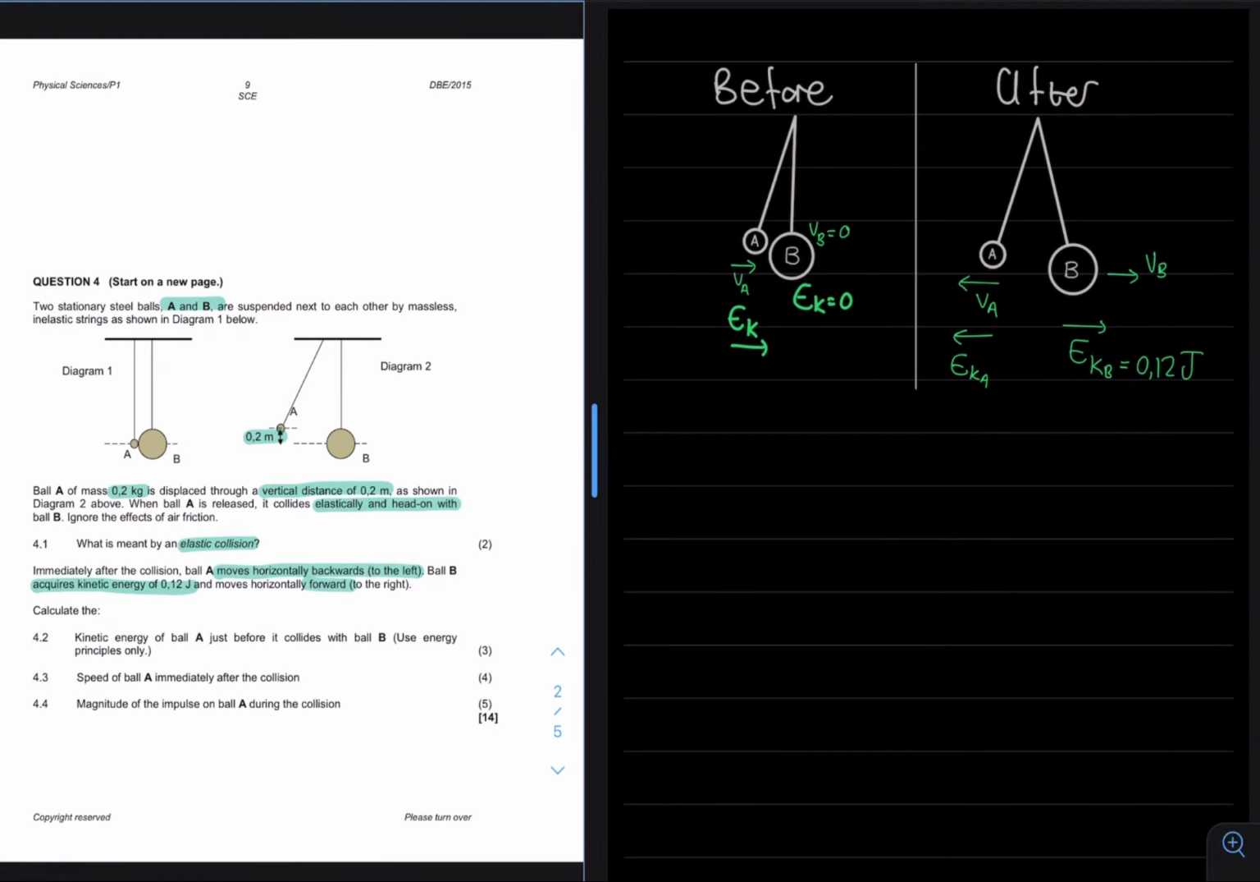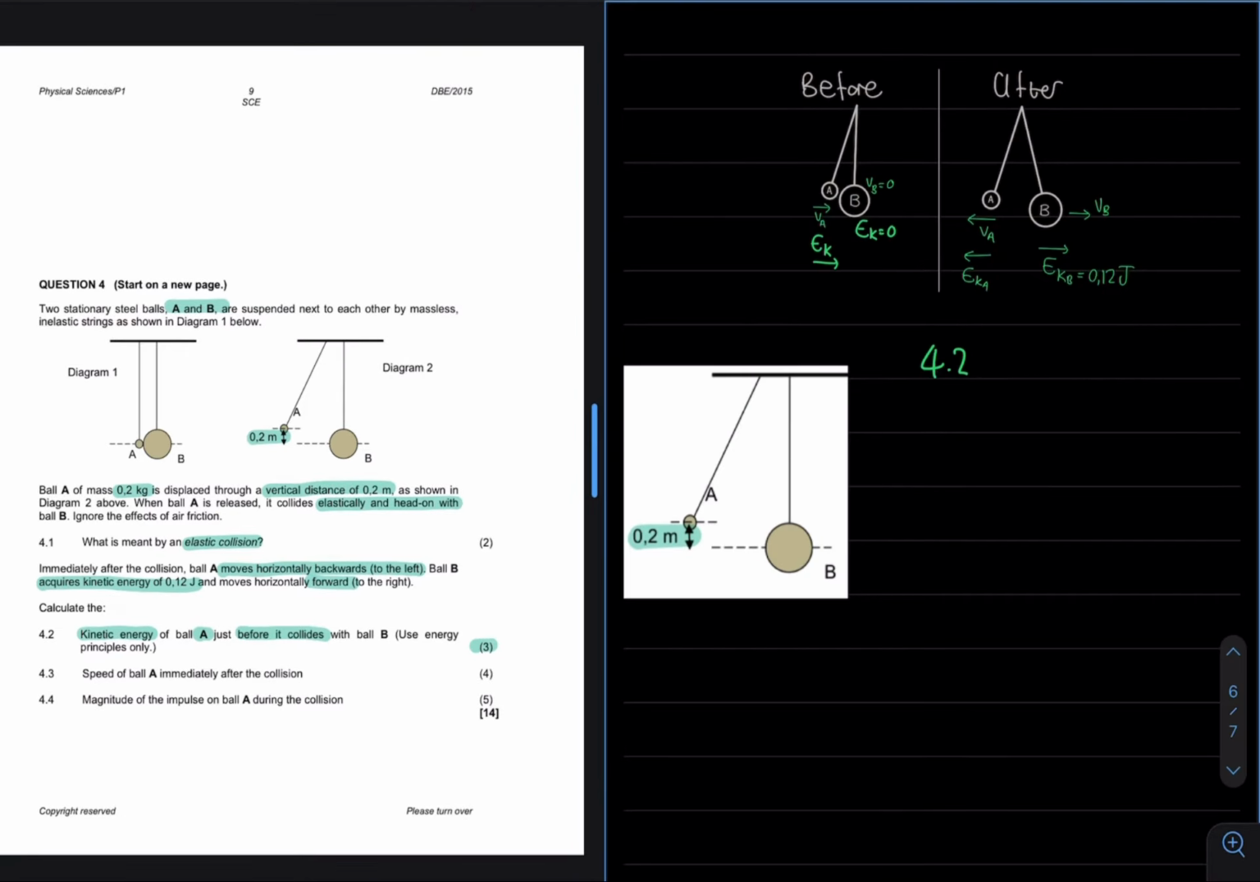Question 4.2 then says, calculate the kinetic energy of ball A just before it collides with ball B using energy principles only, for a total of 3 marks. So what 4.2 asks is to calculate the kinetic energy of A just before it hits B. So we want the kinetic energy over there.